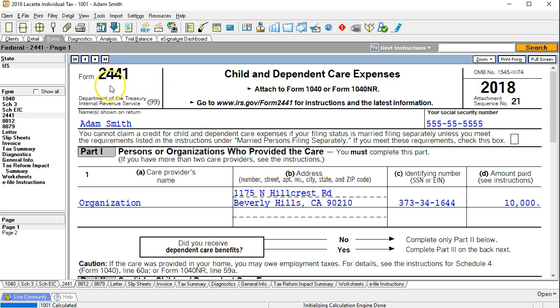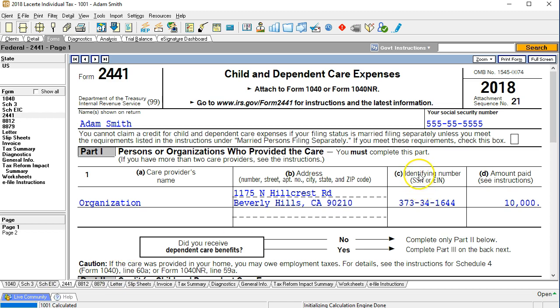Here's an example of Form 2441. This is the child and dependent care expenses. We have Part 1 up top. We've got the organization, then the address, then the identification number, and then the amount paid. So note, when you go to an organization, they're probably going to have the identification number. If you go to an organization that deals with this a lot, and this is their business, they probably have that readily available and will provide that to you. But make sure that we have this information so that you can easily fill out the tax return.